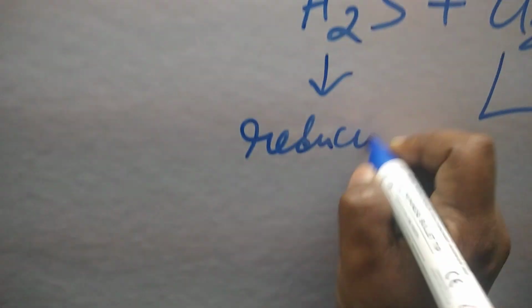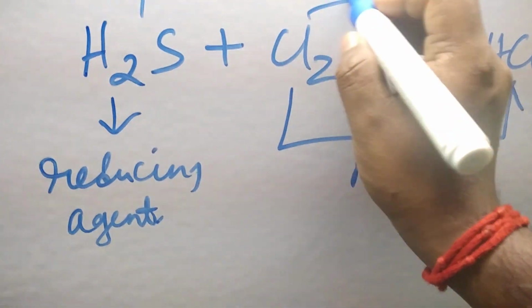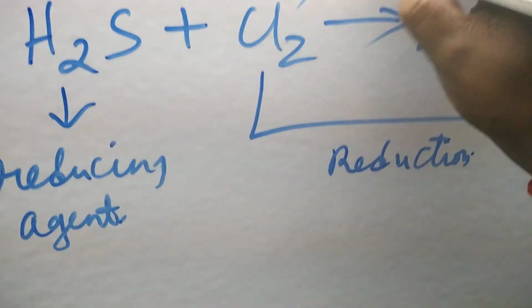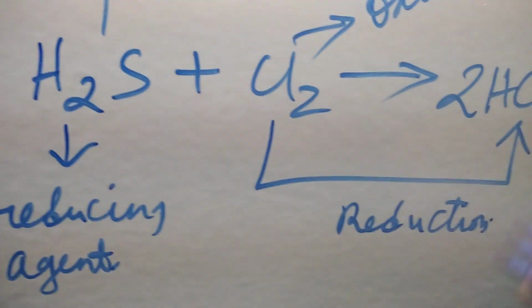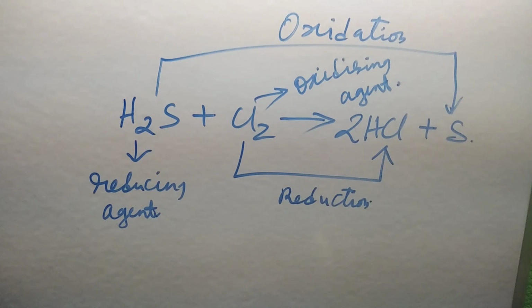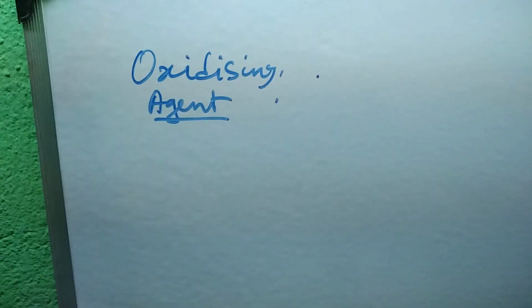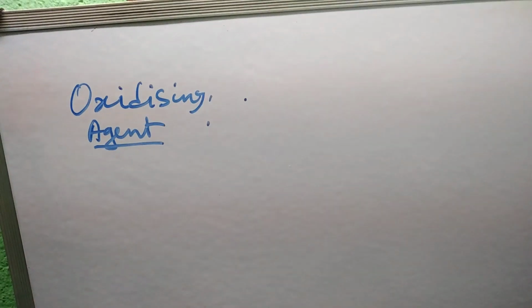Here H2S is the reducing agent, and here Cl2 is the oxidizing agent. Okay students, now let's know about the oxidizing agents and reducing agents. Which compounds are the oxidizing and reducing agents? Let's know about it.